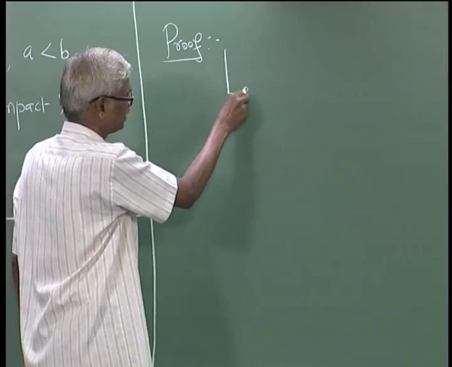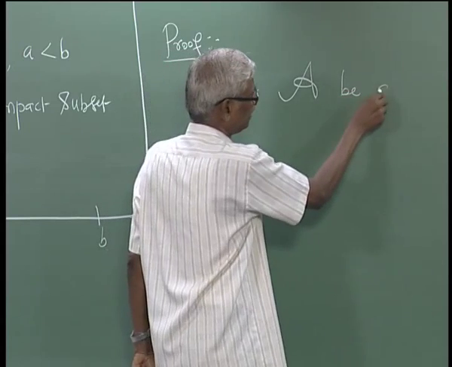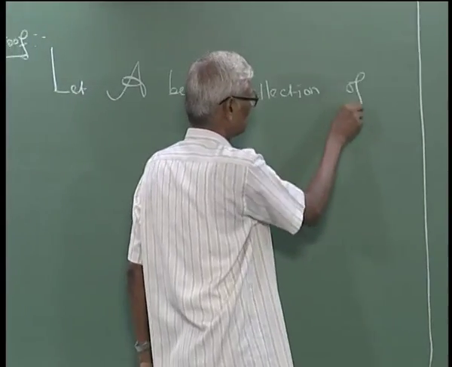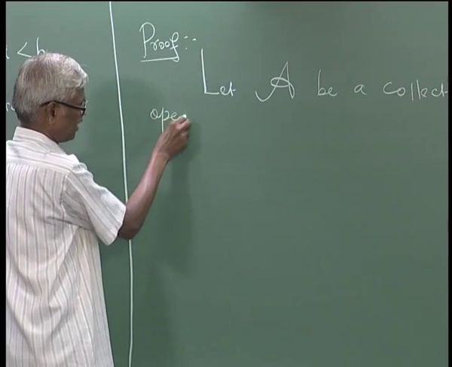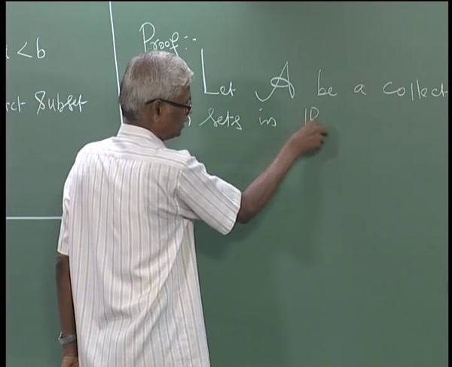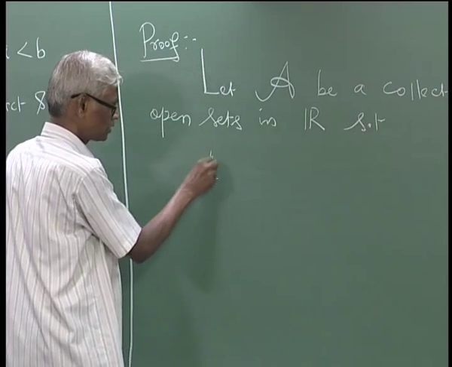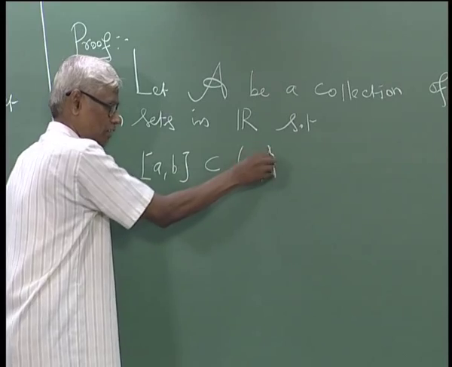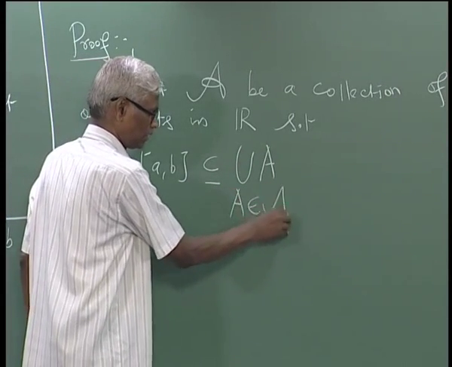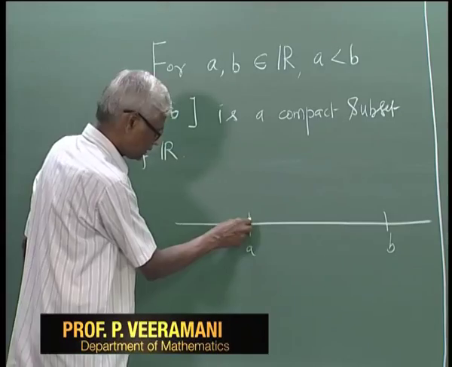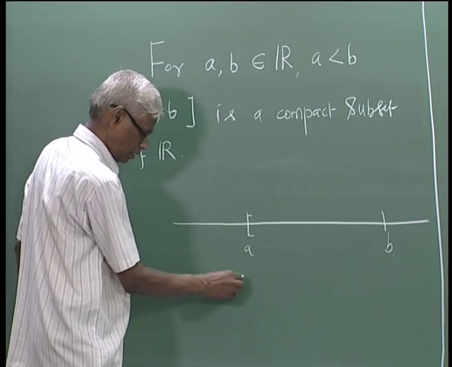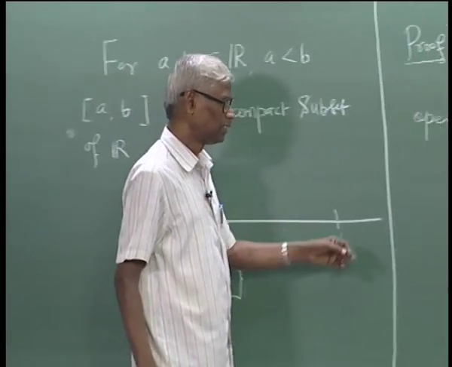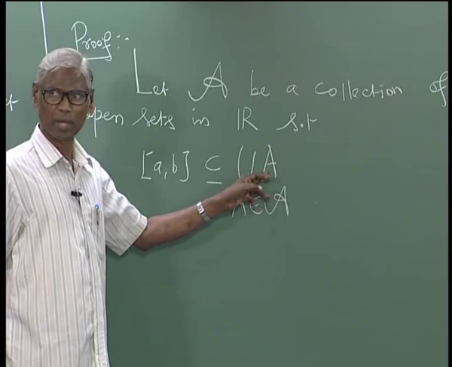So let us start with: let script A be a collection of open sets in R such that the closed interval [a, b] is a subset of the union of A, where A is in script A. Now in particular this small a belongs to the closed interval [a, b], hence small a will be in at least one member of script A.